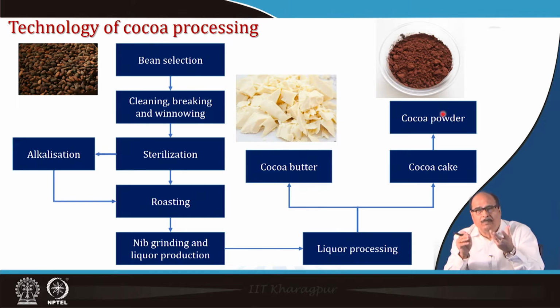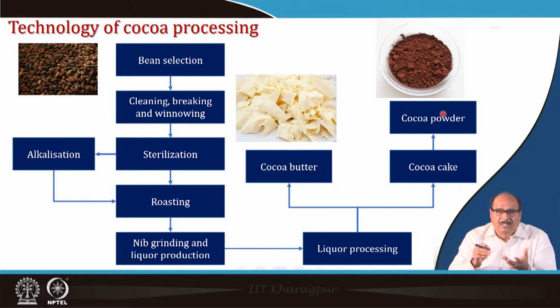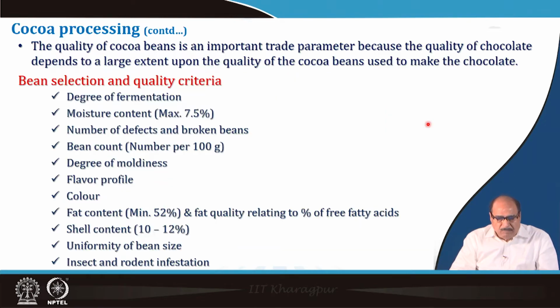One is the cocoa butter, which is a very valuable ingredient in various confectionery, ice cream and other products. I will tell a little later about its characteristics. And then cocoa powder, which is a prized item for making various beverages. This is used for beverage making.